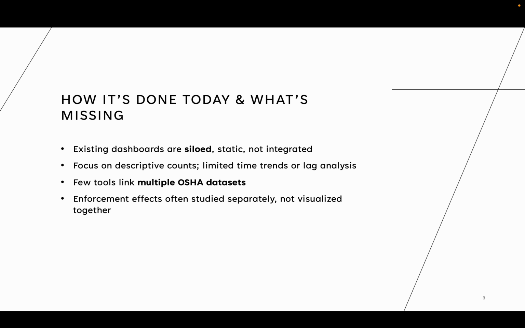Right now, most OSHA dashboards are static and siloed. They usually focus on a simple count, like how many injuries happen in a state, but they don't combine multiple data sources or show clear trends over time. Enforcement data is often studied separately, so you can't easily see how inspections connect to injury rates. This gap gives us a chance to build something more useful and integrated.